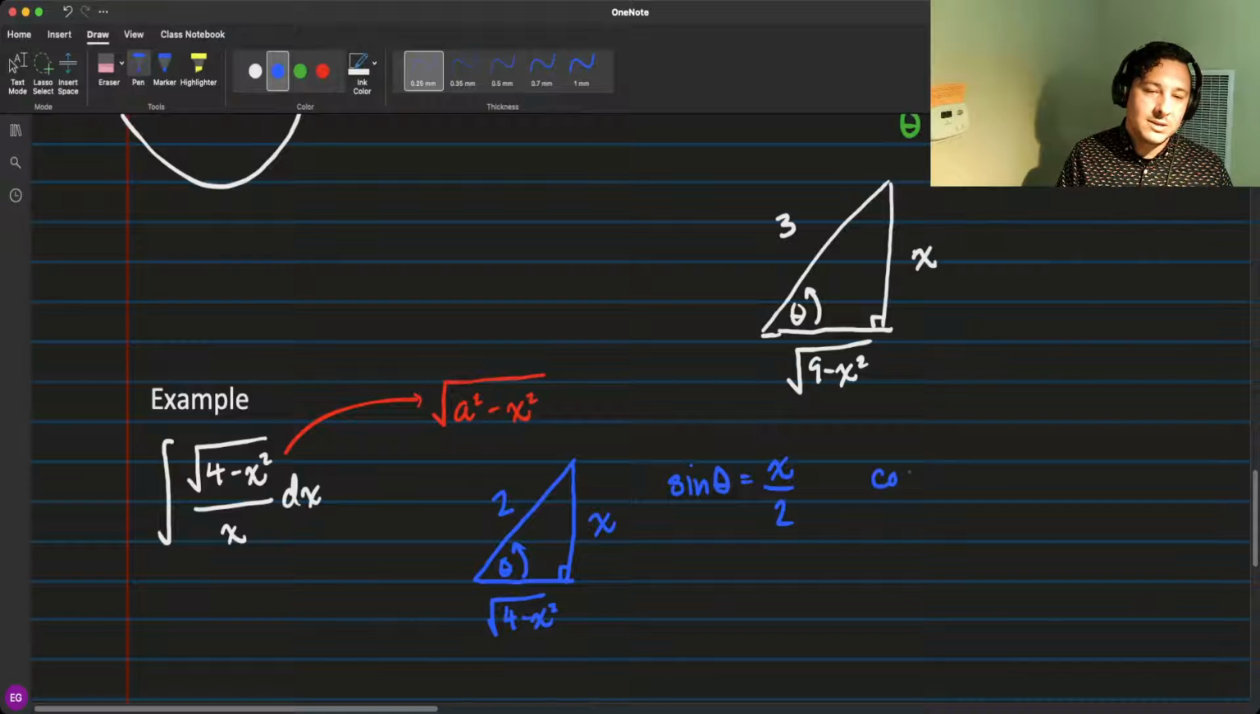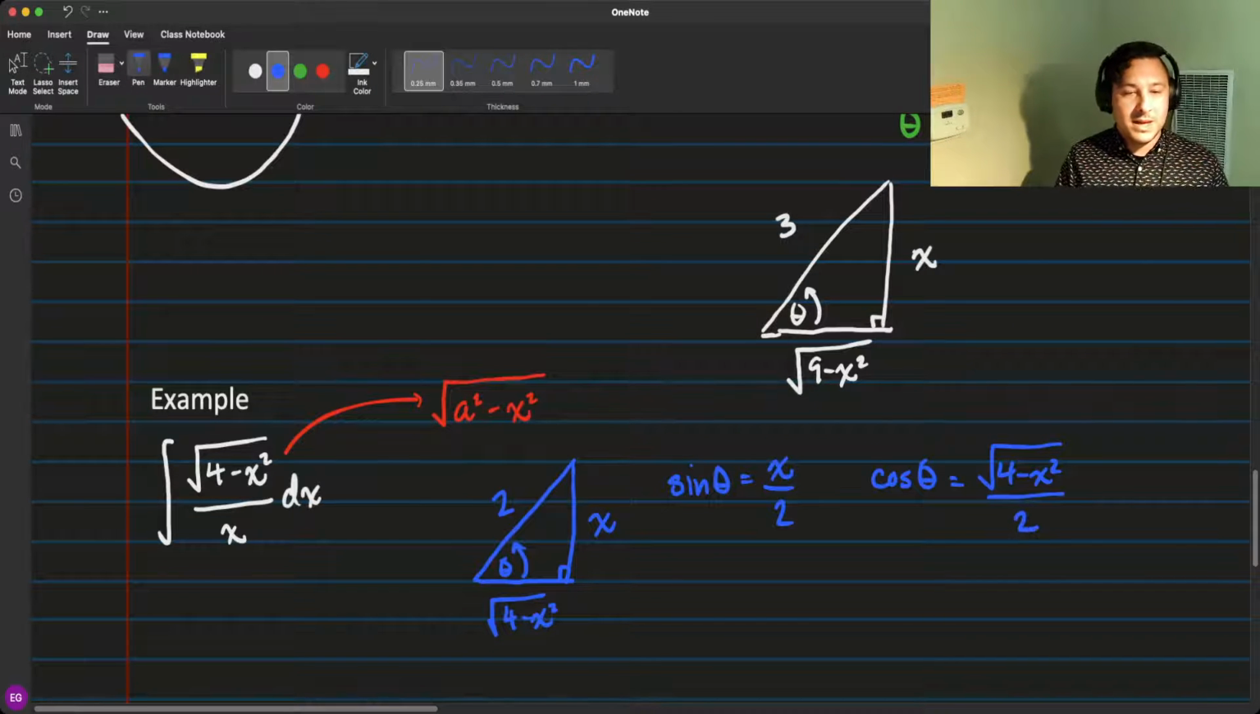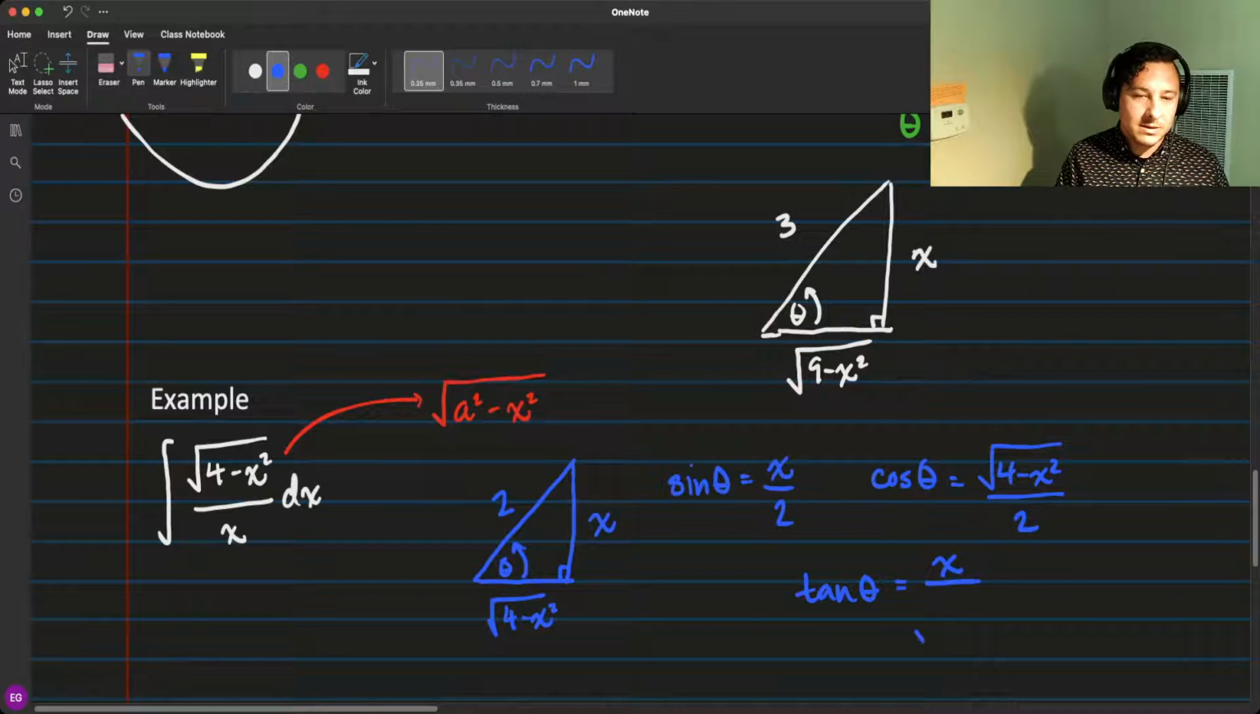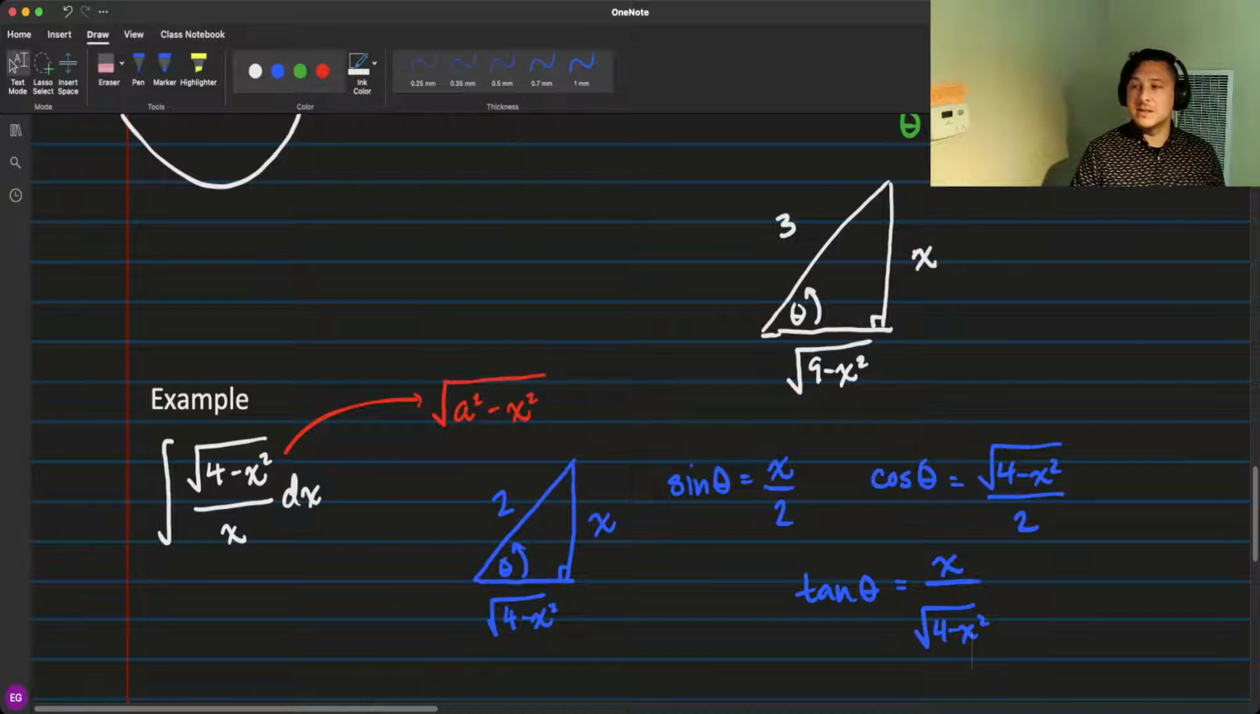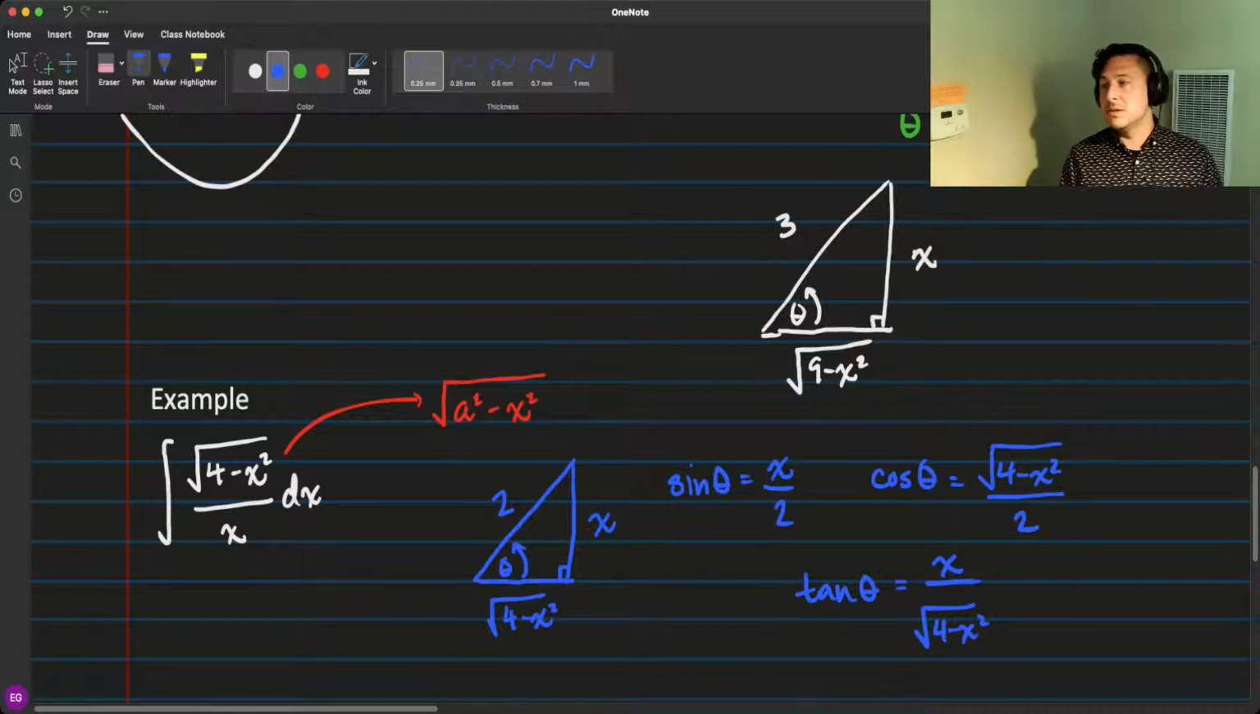Which means what is cosine theta going to be equal to? The square root of 4 minus x squared over 2. And possibly you might have to use tangents, so let's just write it down: x over the square root of 4 minus x squared. So they're just there, hanging out. We might use these facts later to do some substitutions.